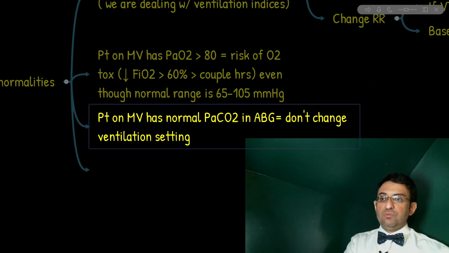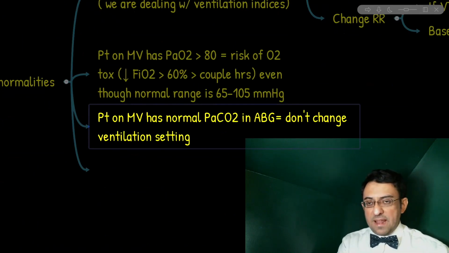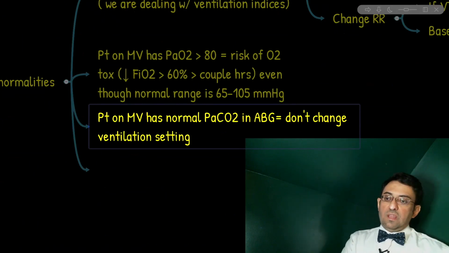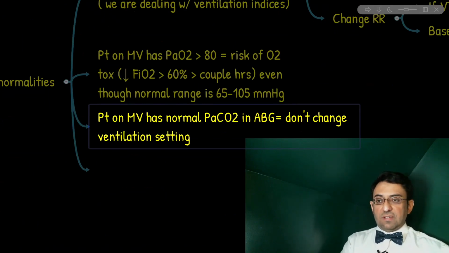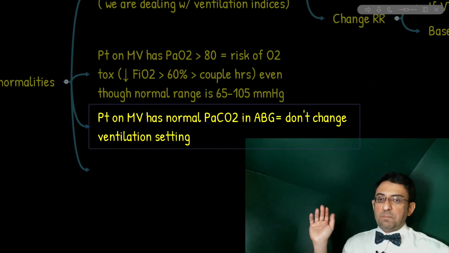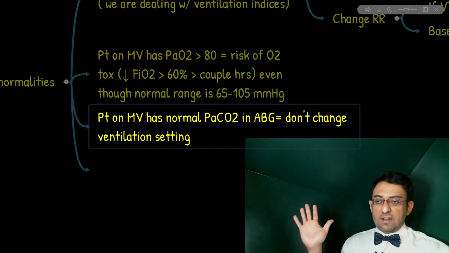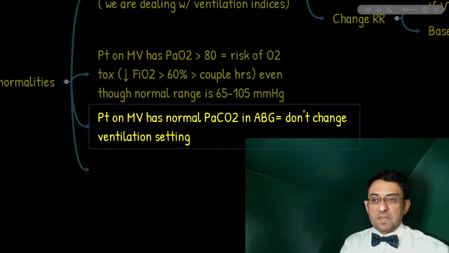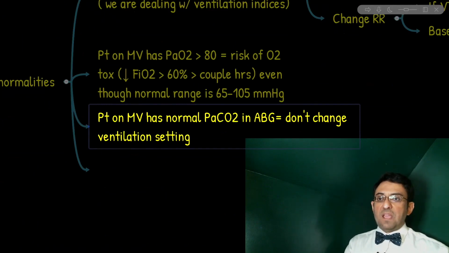If PaCO2 is within normal range or target, and that is less than 40 to 45, depending on the condition, we don't need to change the ventilation setting. Again, it depends on the condition. In patients with COPD exacerbation, the baseline COPD is the target. It could be even as high as 50. In patients with almost all other conditions, the target PaCO2 is less than 45. In patients with ICP elevation, the target PaCO2 is less than 40.